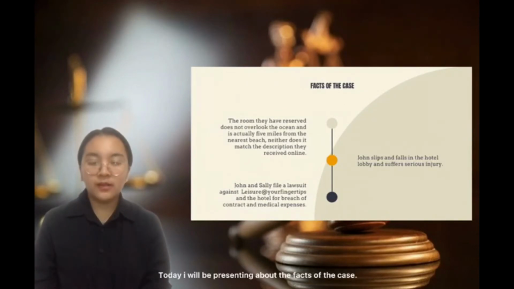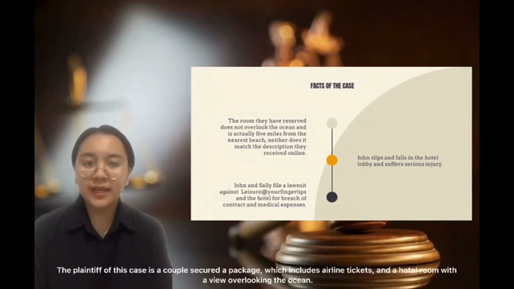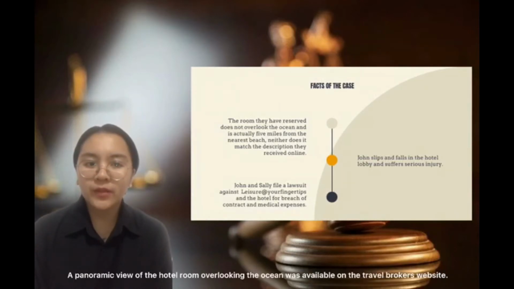So today, I will be presenting about the facts of the case. So, the plaintiff of this case is a couple secured a package which includes airline tickets and a hotel room with a view overlooking the ocean. A panoramic view of the hotel room overlooking the ocean was available on the travel broker's website.